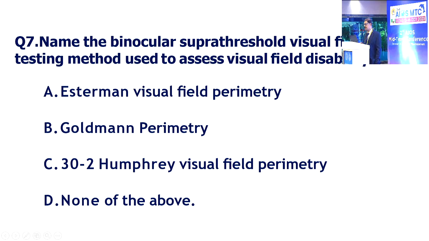Option A, Esterman visual field perimetry. Option B, Goldmann perimetry. Option C, 30-2 Humphrey visual field perimetry. Option D, none of the above. Name the binocular suprathreshold visual field testing method. Your time starts.